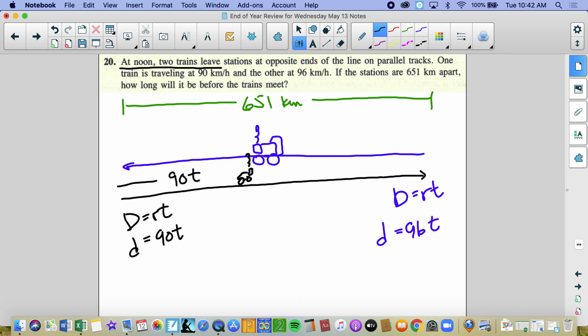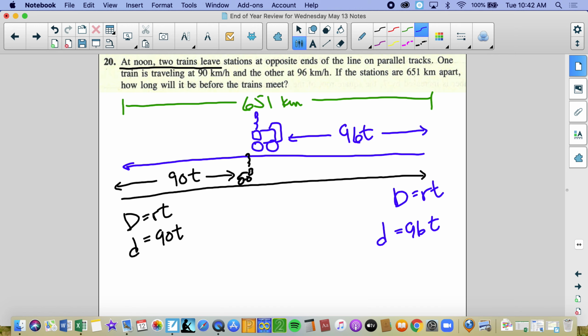That's not how you draw it. That's how far it's traveled: 90 kilometers times the amount of time that it's been traveling. What's the distance of the blue train? Well, the blue train has been traveling at 96t, 96 kilometers times the amount of time.